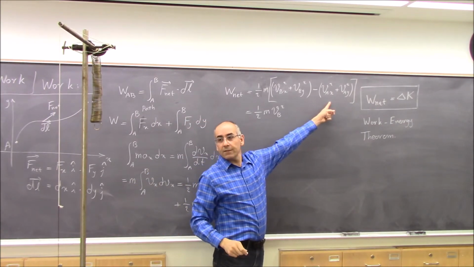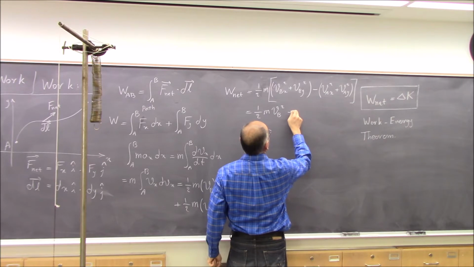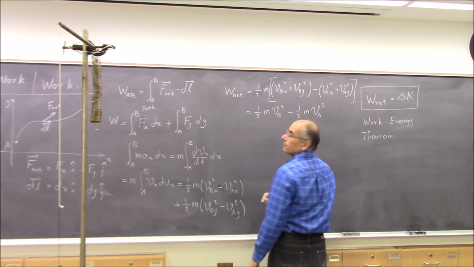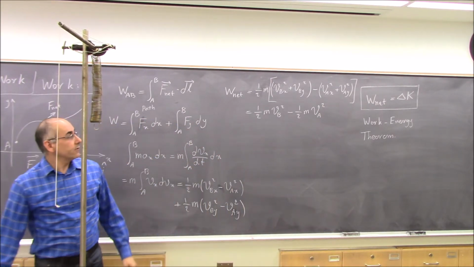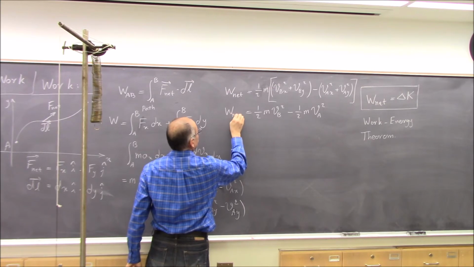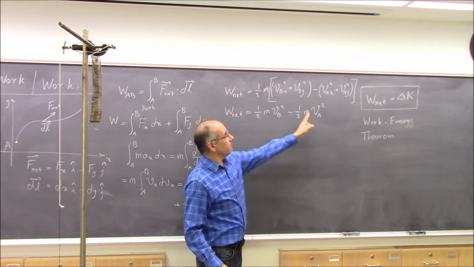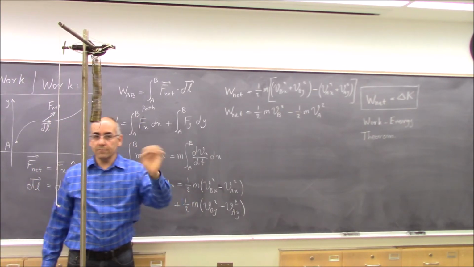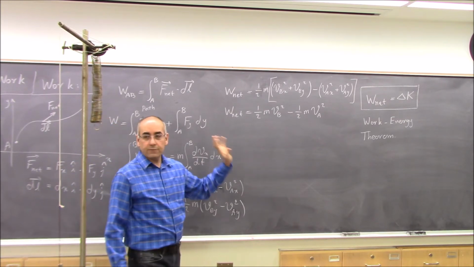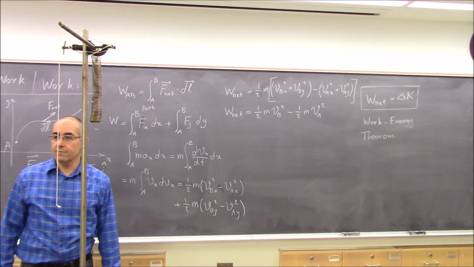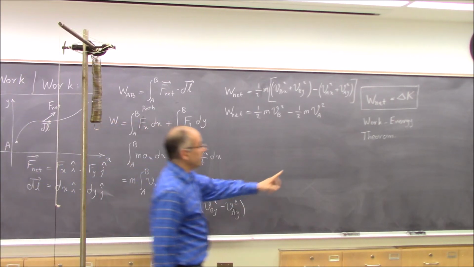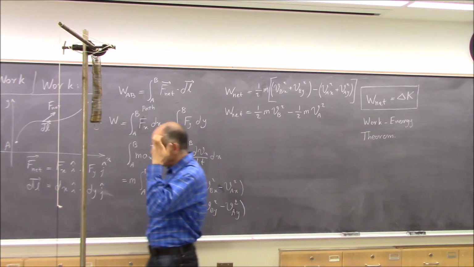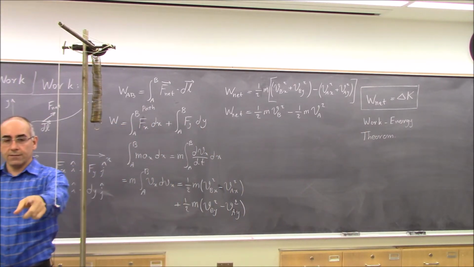That one becomes one-half m v squared minus one-half m v_A squared. So in general, W net is final kinetic energy minus initial kinetic energy. It is true for all cases: three-dimensional, two-dimensional, one-dimensional, it doesn't matter. Even though we talked about it in one dimension, it is correct in any direction, any two or three dimensions. All right, now let's apply it to this one.